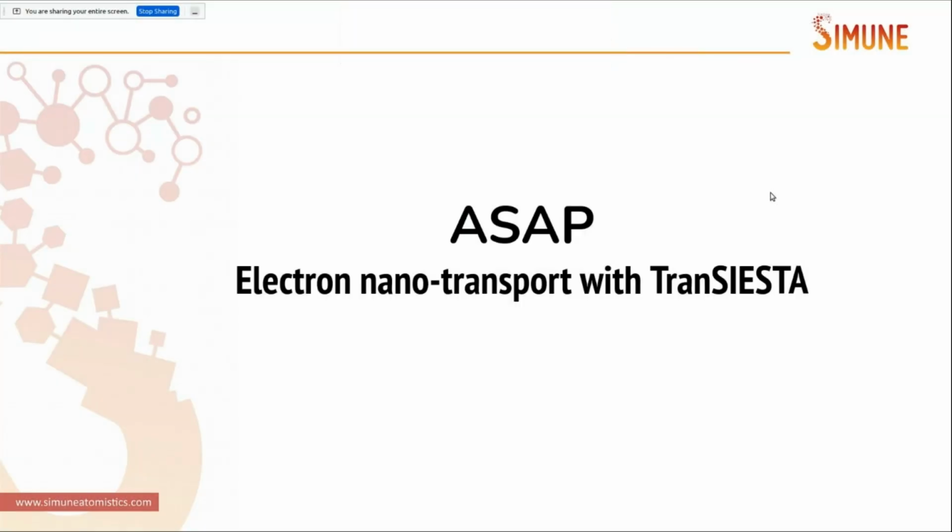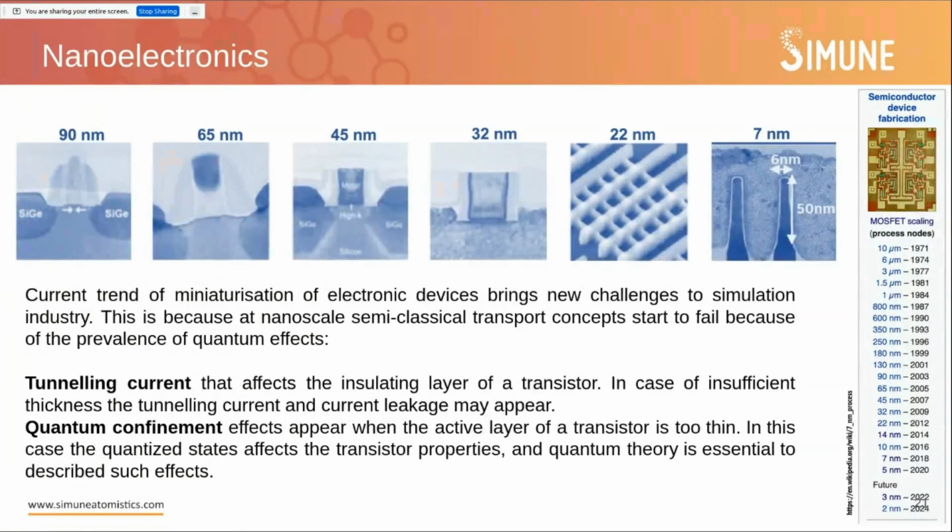Hello, everyone. So I will continue talking about transport calculations in ASAP. As you know, now electronic devices are becoming smaller and smaller. They are really nanoscale, and at such lengths, it's not possible to use semi-classical transport concepts, and it is needed to take into account quantum effects.